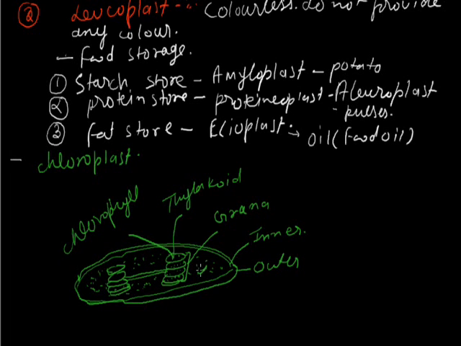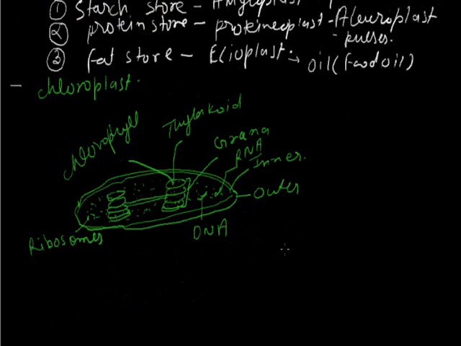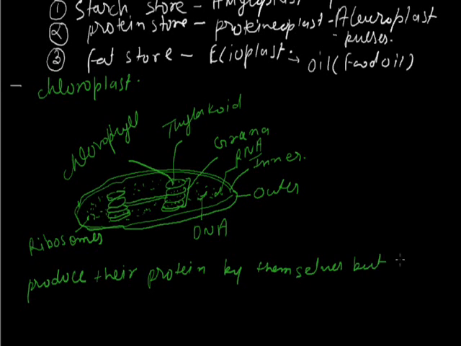Besides this, they always have DNA, RNA, and particles of ribosomes. These DNA, RNA, and ribosomes help in the process of producing proteins. It means these are organelles that can produce their protein by themselves, but they cannot replicate themselves.